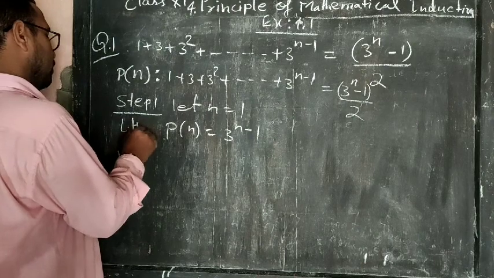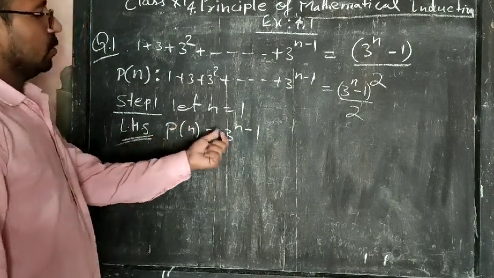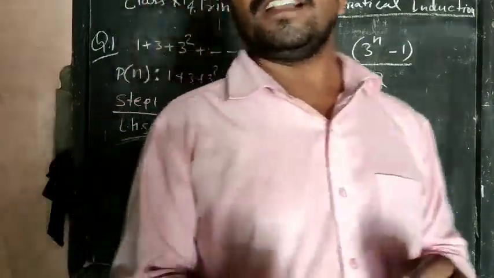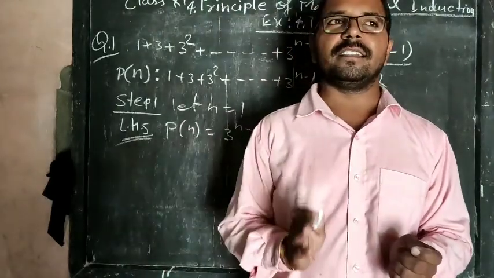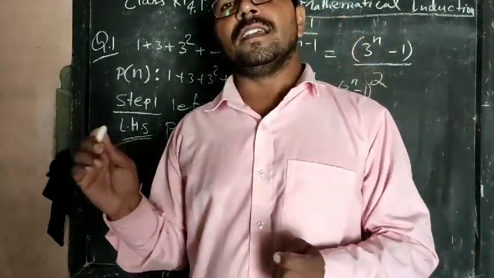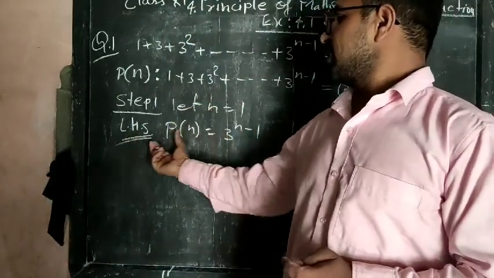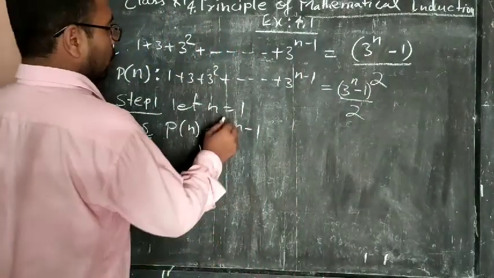As I have told you, first we will take the LHS. So LHS is equal to Pn is equal to 3 to the power n minus 1. Be careful. Very simple. Just remember this part. Always you have to take n is equal to 1 only in the LHS side, and the nth term will become the LHS part. Clear? So now n is equal to 1, we will put it here.